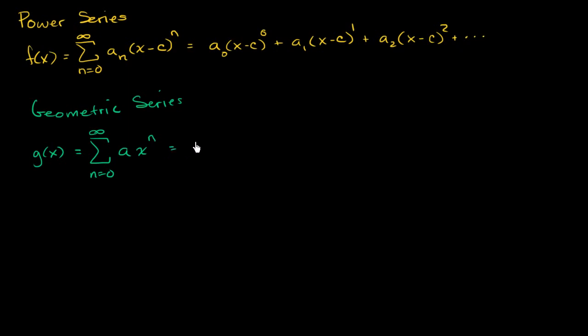And we can expand it out. This is a times x to the 0, which is just going to be a, plus a times x to the first, plus a times x squared, and we just go on and on and on forever.